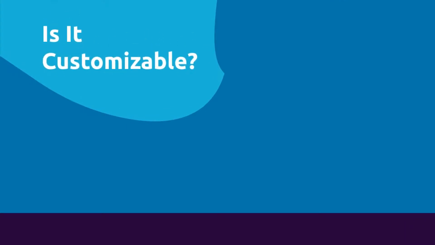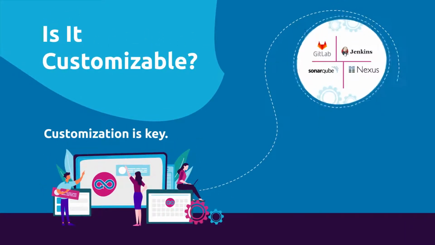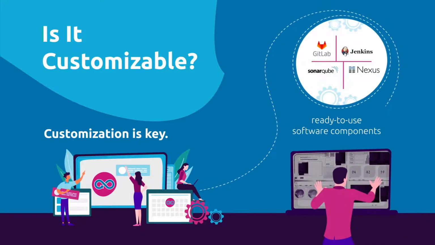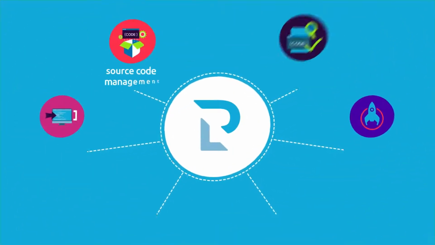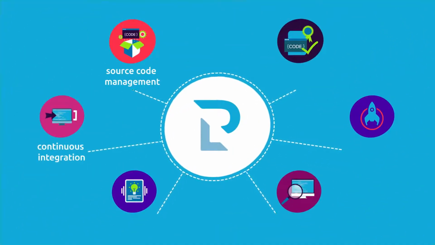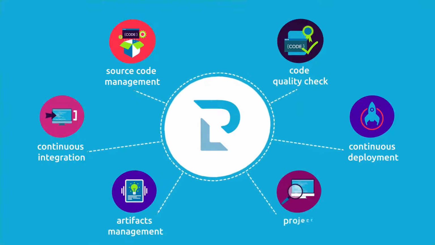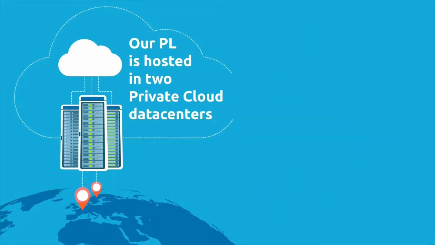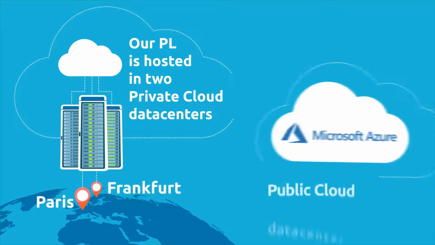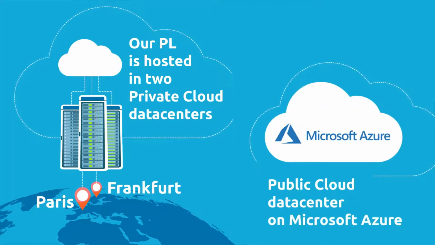Is it customizable? Customization is key. Using our toolchain, you can tailor your solution with ready-to-use software components for source code management, continuous integration, continuous deployment, code quality check, artifacts management, and project monitoring. Our production line hosts two private cloud data centers in Paris and in Frankfurt, as well as a public cloud data center on Microsoft Azure.